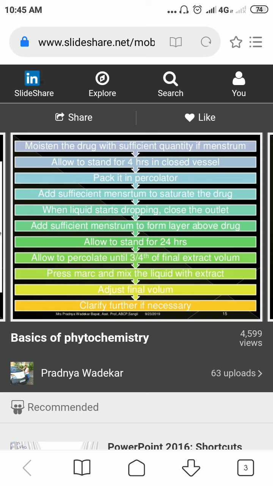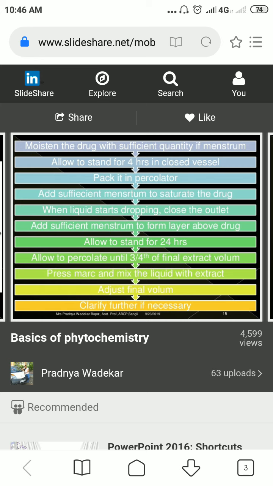So the plant powder gets sufficiently saturated. Then pack it in the percolator. Then add sufficient menstruum to saturate the drug. How can we observe the saturation? By opening the bottom valve. If solvent drips from the bottom valve, then you can say your powder is sufficiently saturated with solvent. When liquid starts dripping, close the outlet. Then add sufficient menstruum to form a layer above the drug.